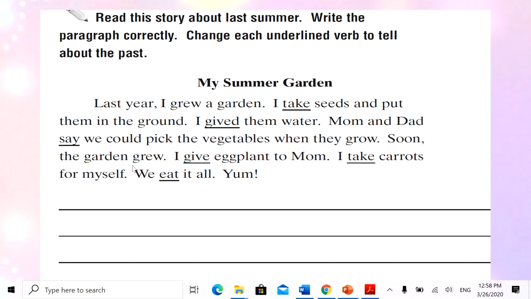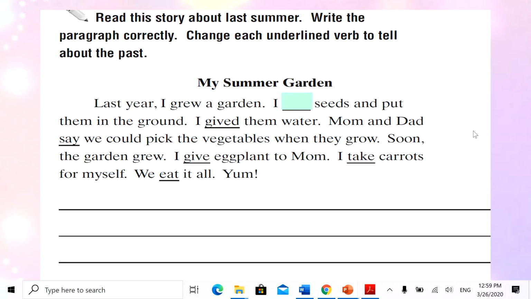Soon the garden grew. I give eggplant to Mom. What's the past of give? Write it up here. I take carrots for myself. Please write the past of take. We eat it all. What's the past of eat? Now it's time to check the answers.